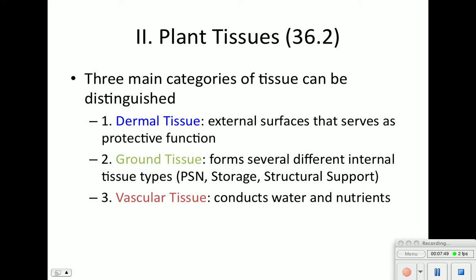Okay, moving on to plant tissues. We already discussed these three, but like I said, we're going to go a little bit more in depth. It's color-coded blue, green, and red. Remember, our dermal tissue is the epidermis, with a protective function. The ground tissue has lots of different functions like photosynthesis, storage, and structural support. And finally, the vascular tissue transports water and nutrients throughout the plant. These are the three that we're going to go into depth on here.